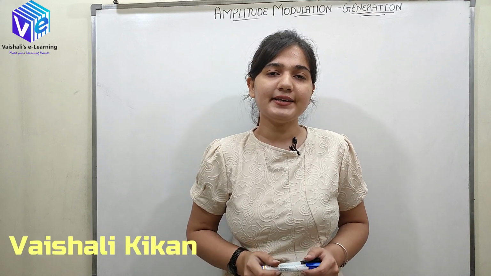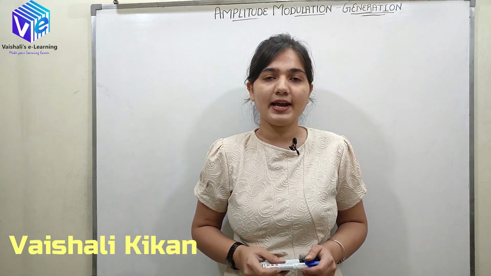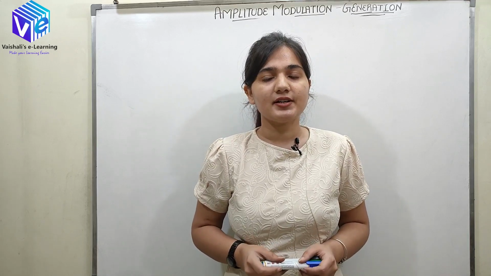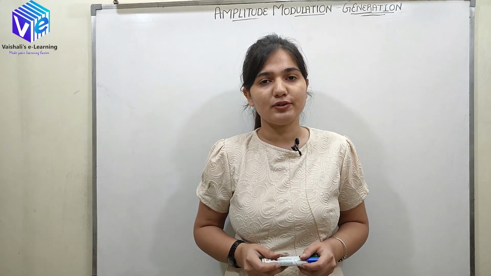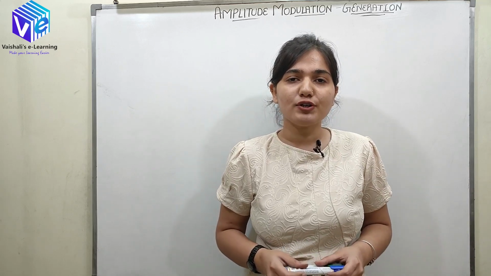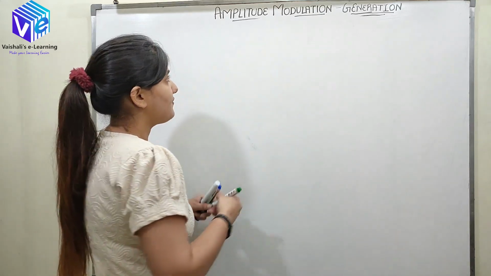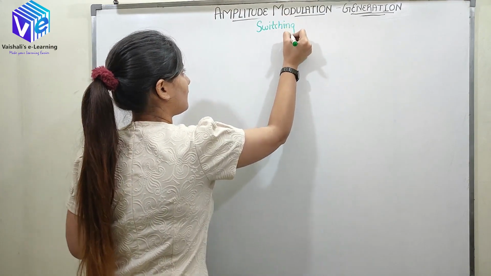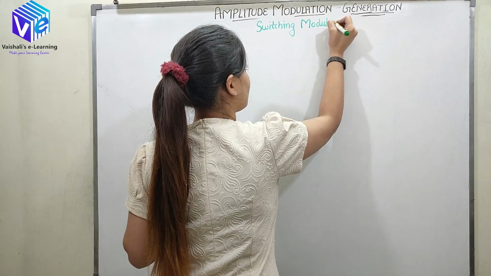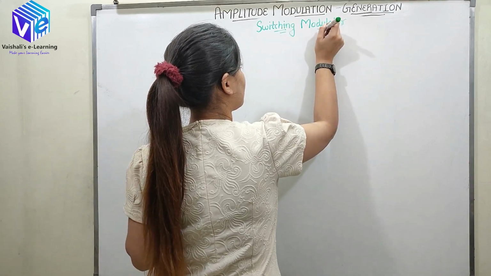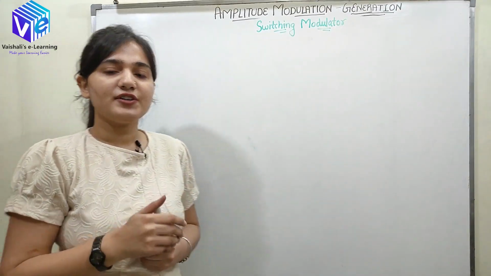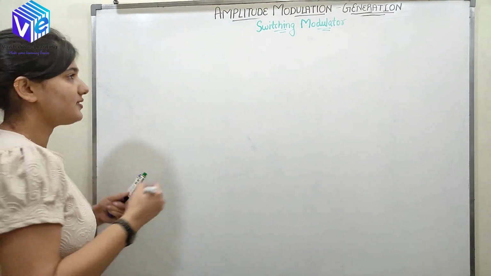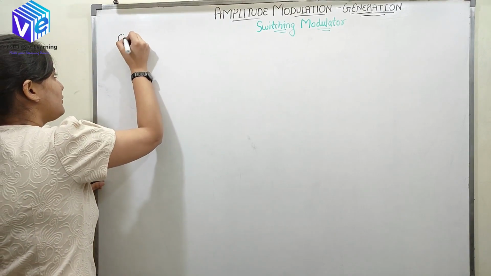Hello friends, we are discussing analog communication, and in that we are discussing the generation of amplitude modulated wave. I have already discussed the generation using the square law modulator. Now in this video I am going to discuss the generation of AM waves using the switching modulator. First, you must be wondering what the circuit of the switching modulator is, then only we'll discuss its working. So first I am going to tell you the circuit.